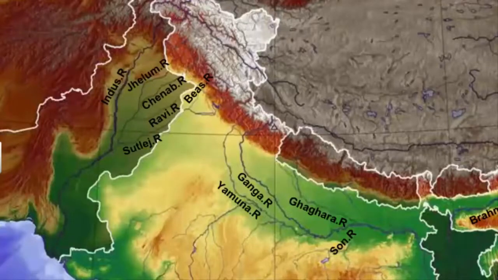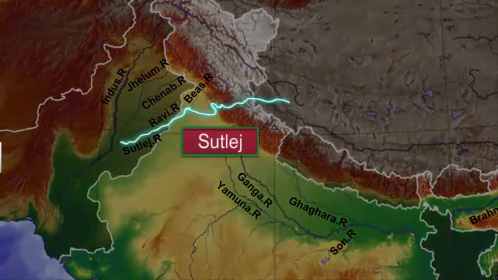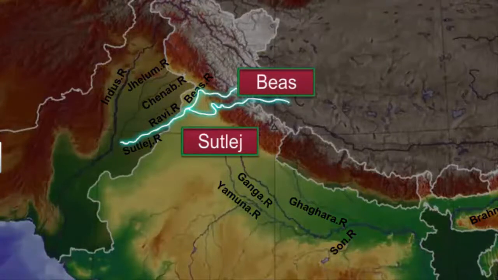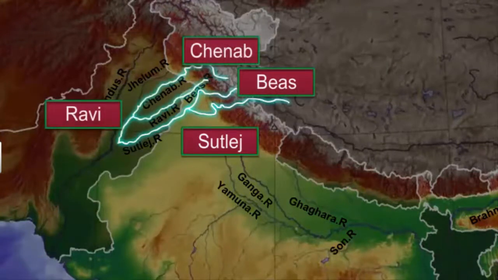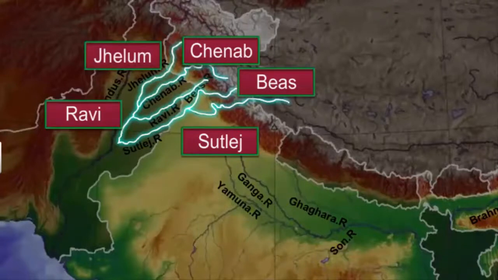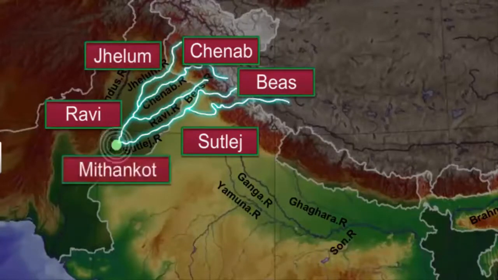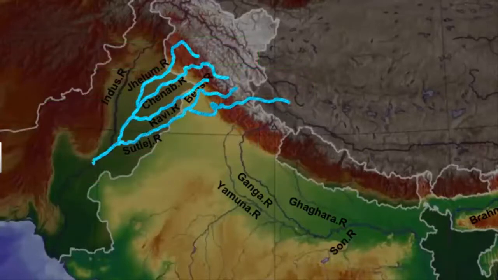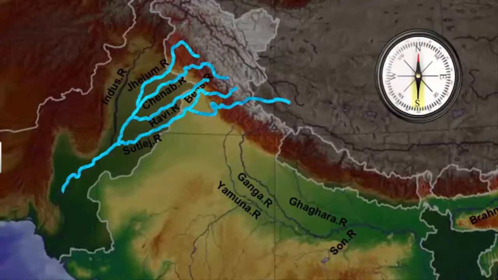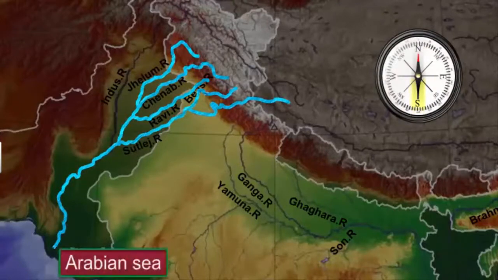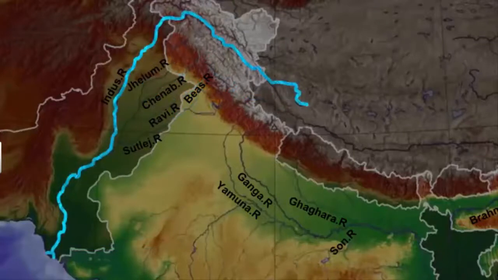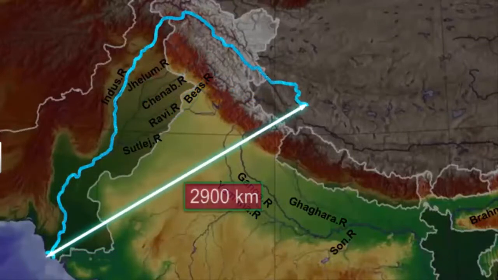The main tributaries like the Satluj, the Beas, the Ravi, the Chenab and the Jhelum join the Indus at Mithankot in Pakistan. The confluence of these rivers now flows further south and drains into the Arabian Sea, eastwards from Karachi city. The Indus covers a distance of 2,900 kilometers before reaching its destination.